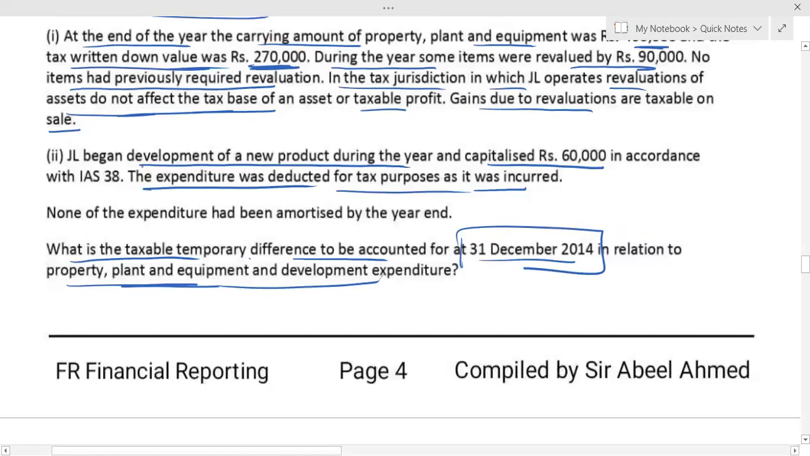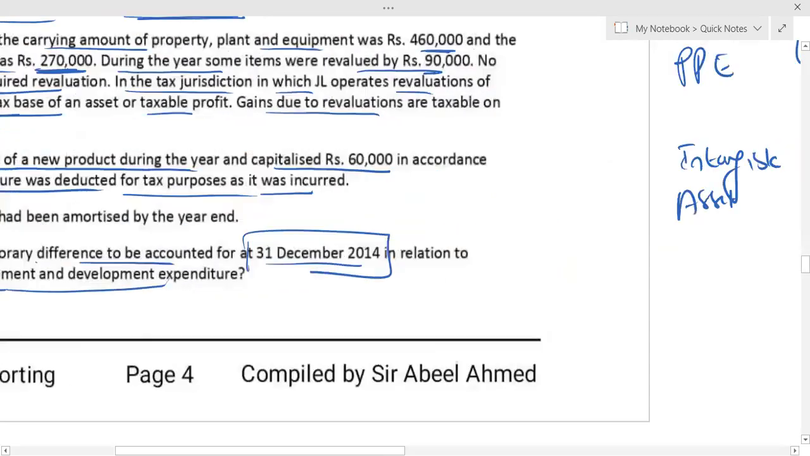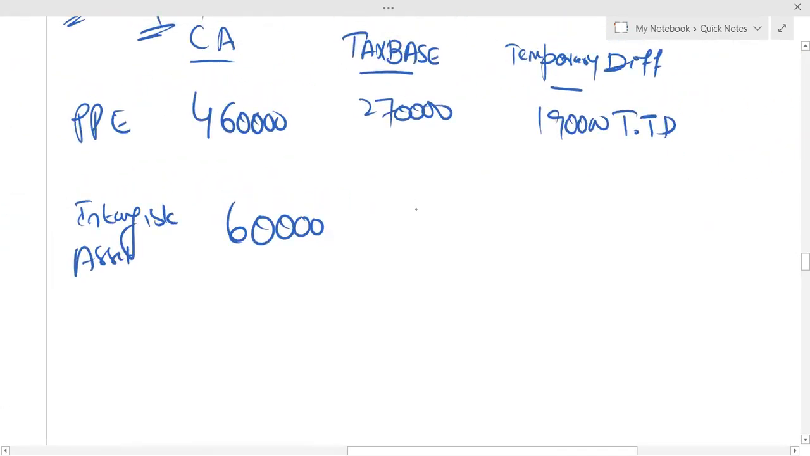Repeat. JL began development of a new product during the year and capitalized 60,000. Capitalized means it becomes your asset in accordance with IAS 38. But the taxation authorities are saying the expenditure was deducted for tax purposes when it was incurred. So according to the accounting people, 60,000 is your intangible asset, but the taxation authorities treat it as an expense. They're not accepting your asset as an asset. When taxation authorities do not accept your asset as an asset, the tax base is zero.